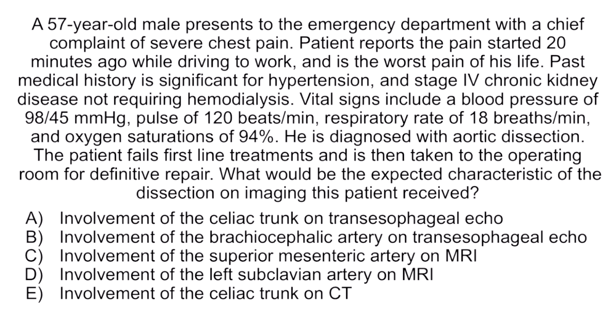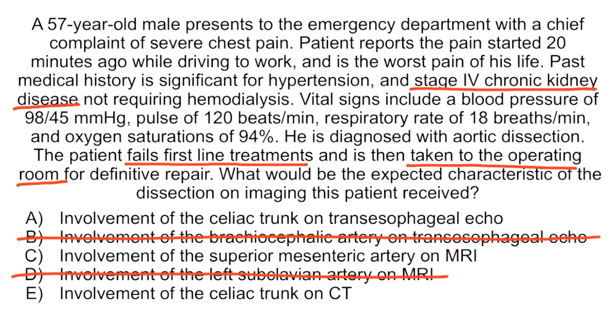This patient has a dissection where first-line treatment failed and was taken to the operating room. This means the patient had a type B dissection, which is first medically managed. If it's a type B dissection, then the ascending aorta cannot be involved, which eliminates B and D. Notice that the patient has stage 4 kidney disease. This means he would not have a creatinine within a range to tolerate CT, which uses IV contrast to diagnose dissection, or MRI with gadolinium. A transesophageal echocardiogram would have been used in this patient. This eliminates answers C and E, leaving A as the correct answer.